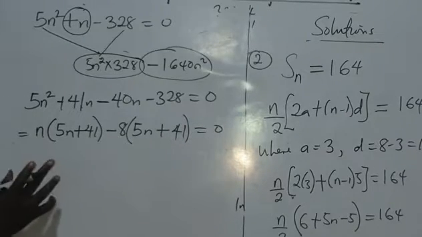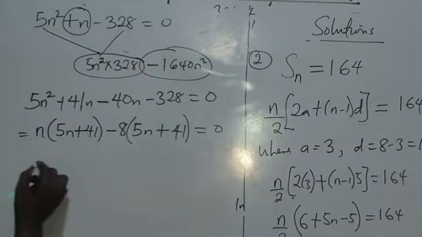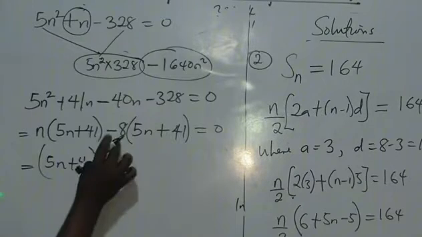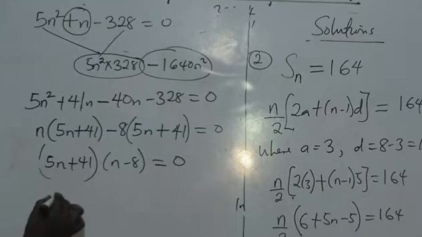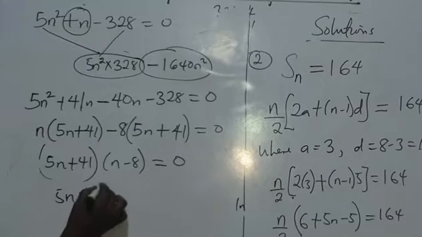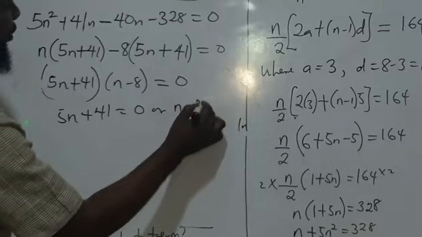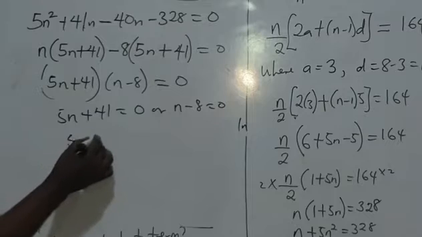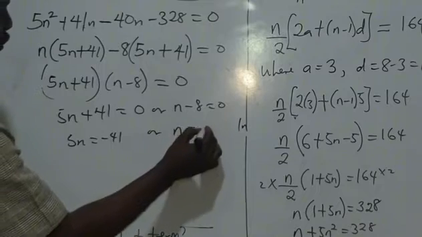0. Exactly. You can see what we have in the two brackets are the same. So once they are the same, we factor that out. That's 5n plus 41. Then we combine this one, that will be n minus 8. Sorry, there's no equals here. Equal to 0. So we can then say that 5n plus 41 equals 0, or n minus 8 equals 0. So this one will give us 5n equals minus 41. We want to find the value of n.